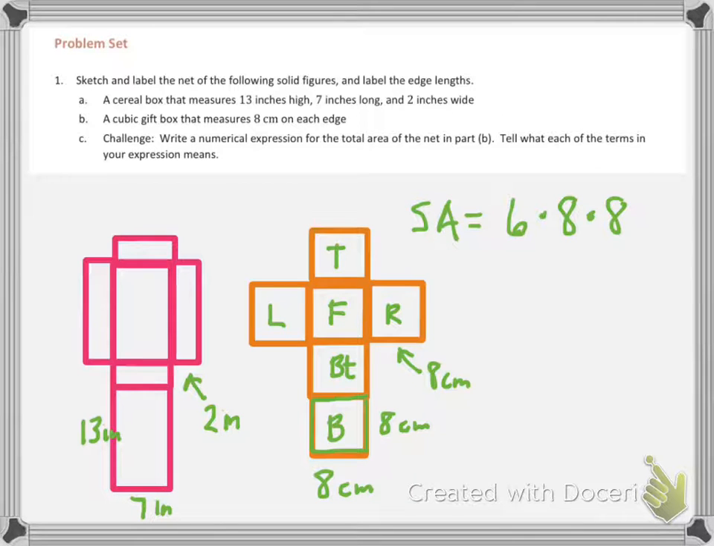And if you do that, 6 times 8 is 48, and then 48 times 8 will be our answer. So let's get that calculator out. 48 times 8, 384. And those are centimeters squared. Remember, it's area, so they're square centimeters. 6 times 8 times 8.